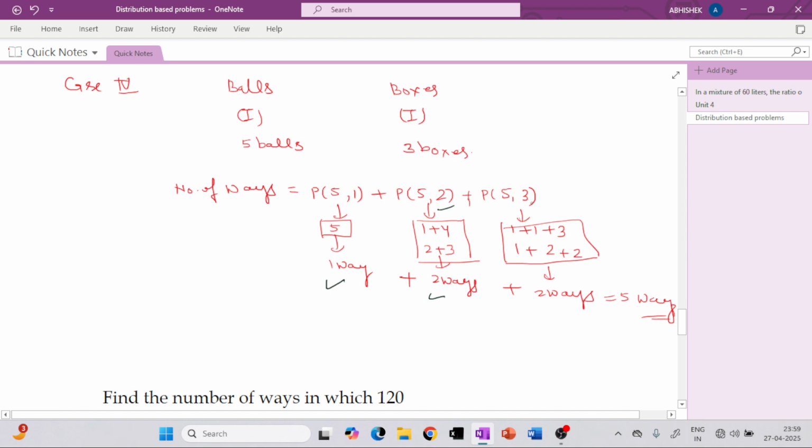Similarly, if 5 things are to be divided in 3 parts, how can we do this? 1 1 3 and 1 2 2, meaning no box is empty. So again 2 ways. So the total number of ways becomes 1 plus 2 plus 2, that is 5 in this case.